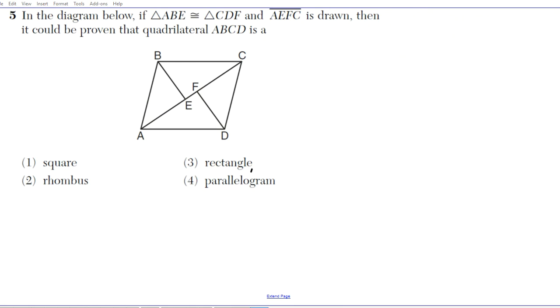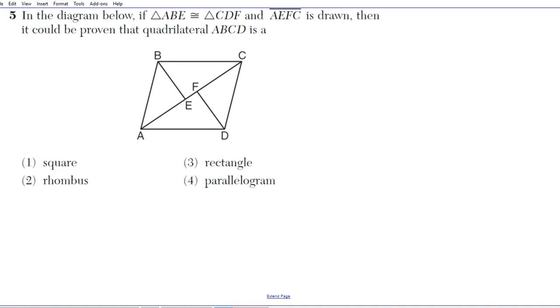Okay, let's take a look at number 5. It says, in the diagram below, if triangle ABE is congruent to triangle CDF and the segment AEFC is drawn, then it could be proven that quadrilateral ABCD is a rhombus, a rectangle, or a parallelogram.